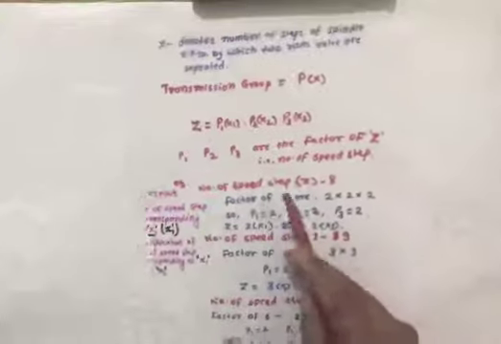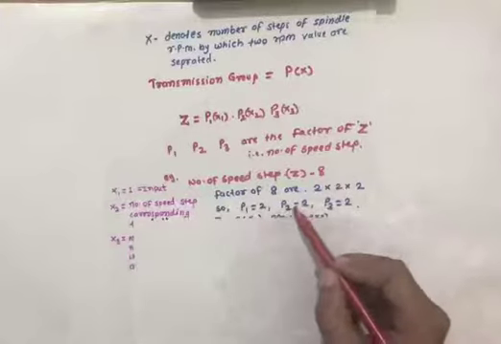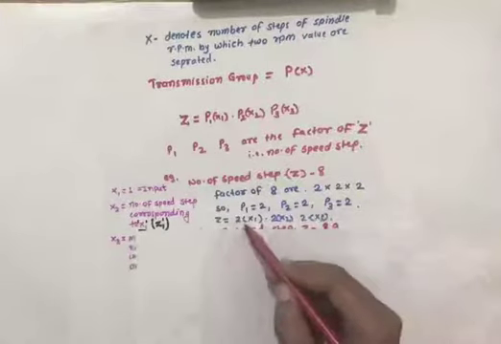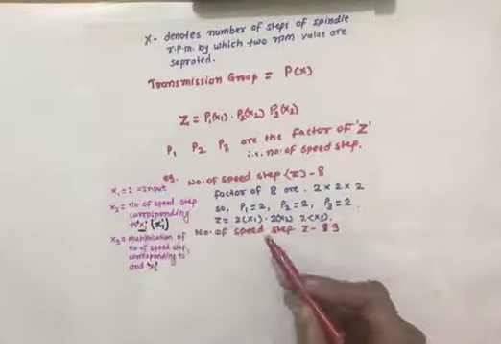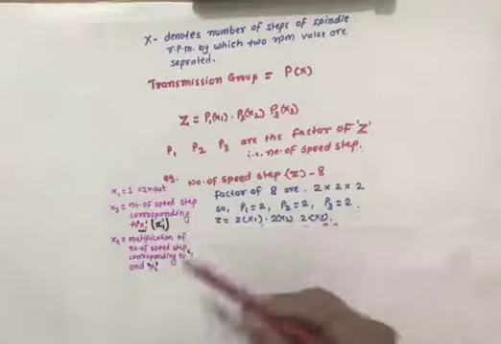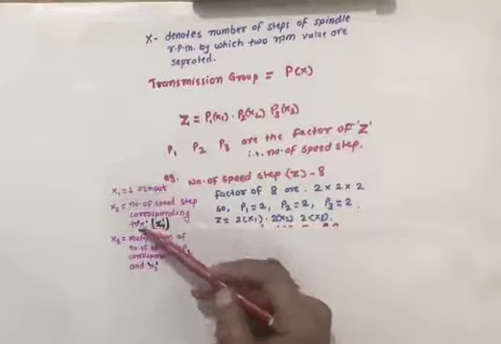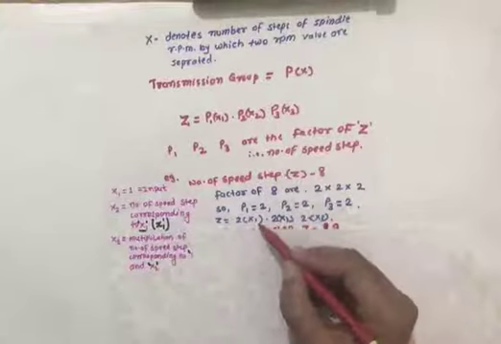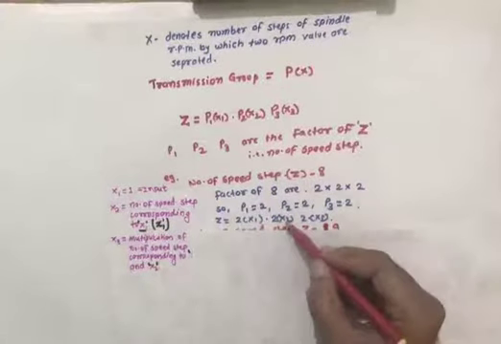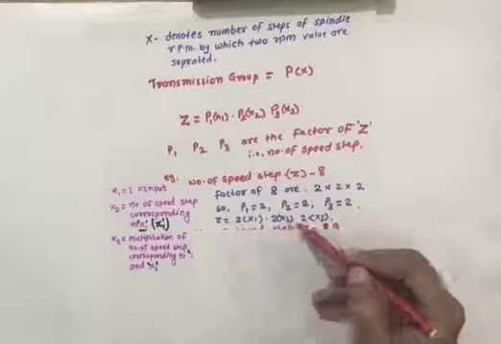Now if the number of speed steps is 8, then the factors of 8 are 2, 2, 2. So P1 is 2, P2 is 2, P3 is 2. So Z is equal to 2 x1, 2 x2, 2 x3. Now what are the values of x1, x2, x3? So x1 is 1, that is input, always. x1 is 1, that is the input for the gearbox. x2 is the number of speed steps corresponding to x1. So see, this x1 is 1. Now x2 will be the number of speed steps corresponding to x1, that is this 2. x2 becomes 2 in this case.